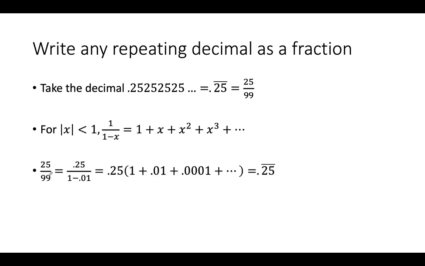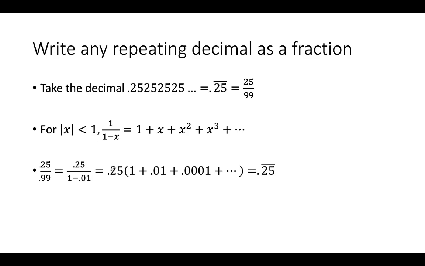And 25 over 99, that's equal to saying 0.25 over 0.99, right? 0.25, divided by 100 top and the bottom. And this 0.99 is 1 minus 0.01. So using this formula here, which x does satisfy as 0.01, it's much smaller than 1. So then you get 0.25 times 1 plus 0.01 plus 0.001 plus so on and so forth.